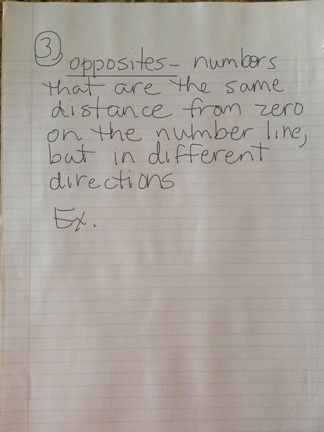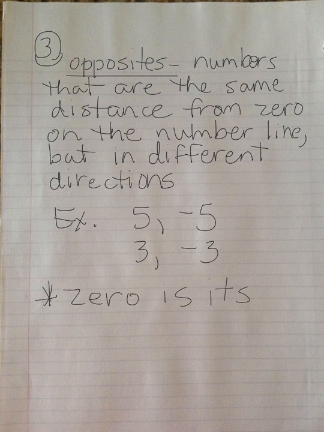So examples of opposites would be 5 and negative 5, because 5 is 5 spaces from 0 on the number line, and to the right, because positive numbers go to the right of 0, and negative 5 is 5 spaces to the left from 0. So they are called opposites. 3 and negative 3 would be opposites as well, because they're both 3 spaces from 0 on the number line. They just go in different directions. The positive 3 goes to the right of 0, and the negative 3 goes to the left of 0. It is important to know that 0 is its own opposite. So if you're asked to list 0's opposite, it would be 0. And that is box number 3.